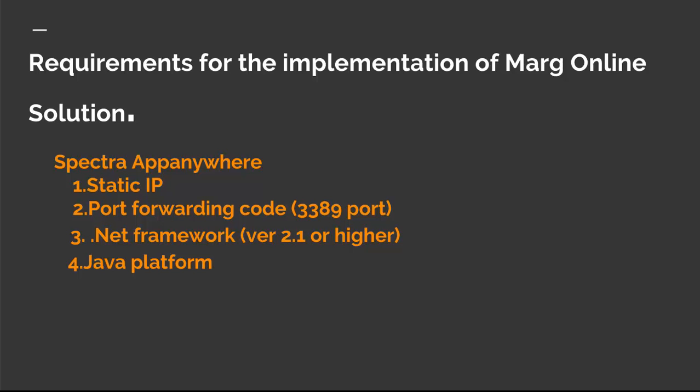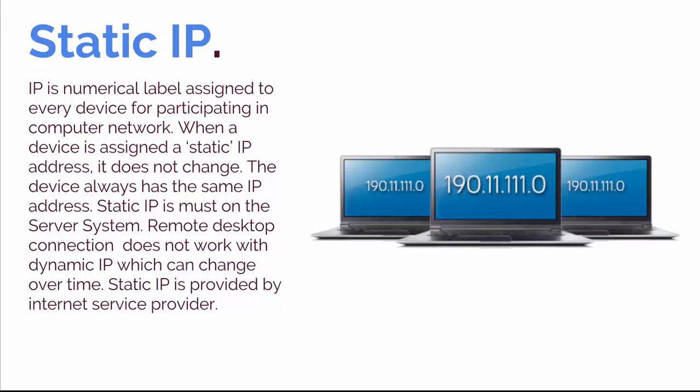Now let's understand what a static IP is. An IP is a numerical label assigned to every device participating in a computer network. When a device is assigned a static IP address, it does not change. The device always has the same IP address. A static IP is a must on the server system. Spectra App Anywhere remote desktop connection does not work with a dynamic IP, which can change over time. A static IP is provided by the Internet Service Provider.